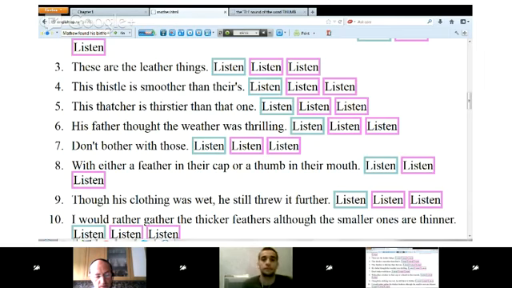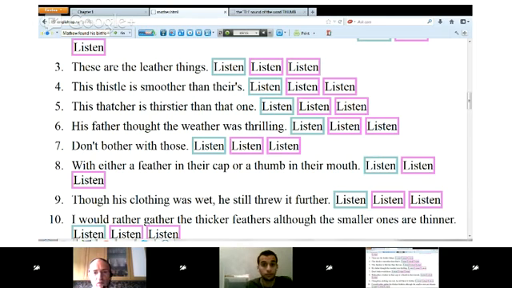Esther, next one for you. Okay. With either a feather in their cap or a thumb in their mouth. Feather. Feather. Okay. With either a feather in their cap or a thumb in their mouth.